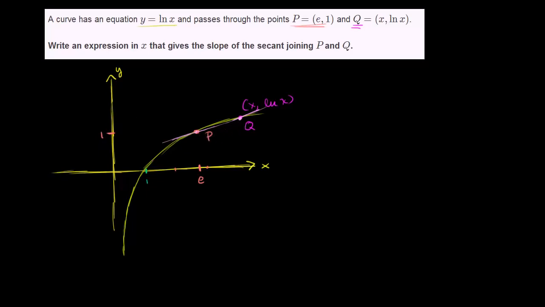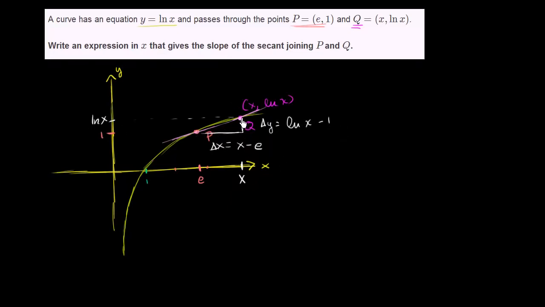So let's be clear here. This is when x is equal to, well, it's just a kind of arbitrary x, and this right over here is the point ln x. So what is our change in x? Our change in x is just going to be x minus e. And what is our change in y? Our change in y is going to be the natural log of x minus 1. That's this distance right over here.